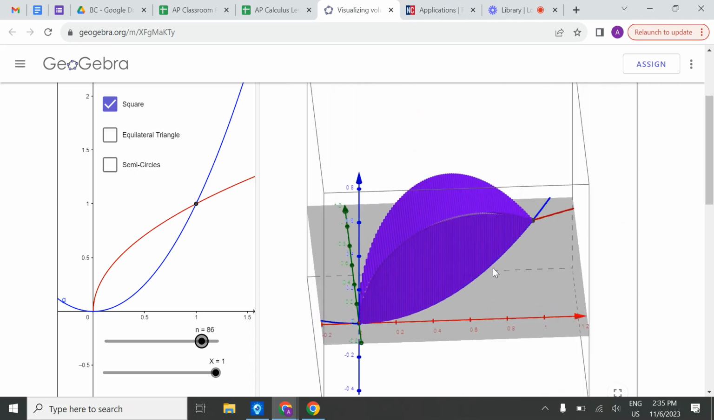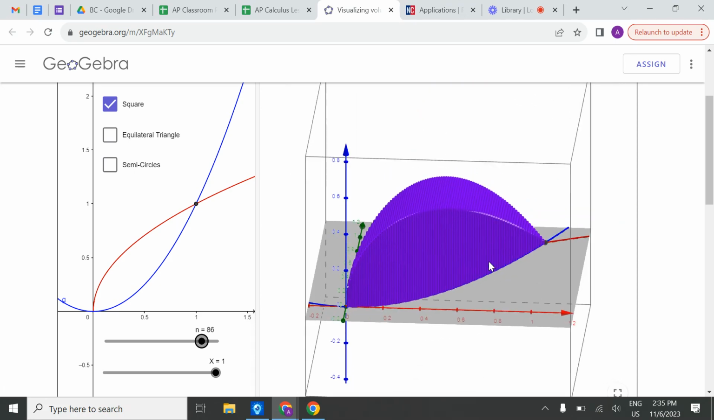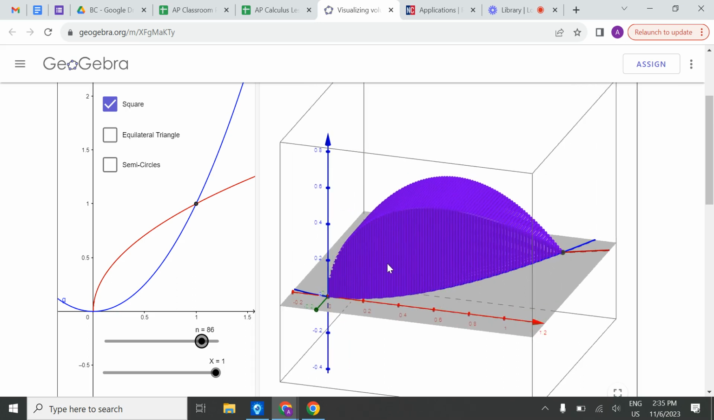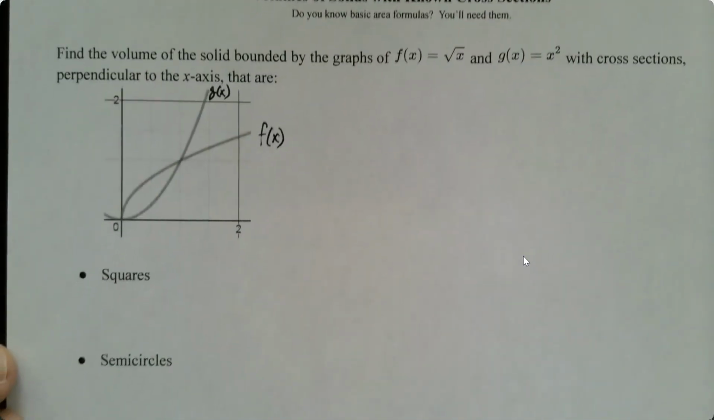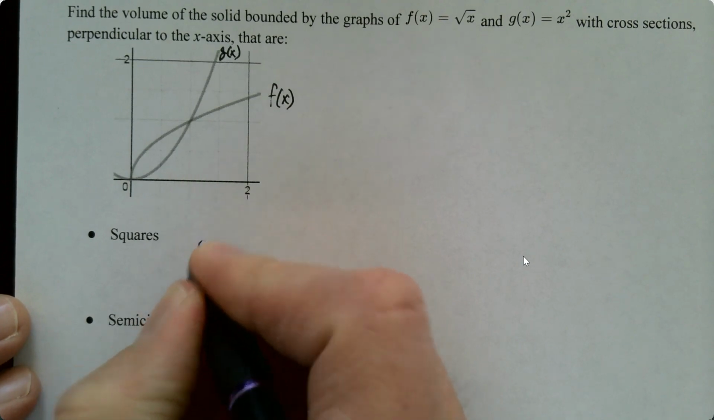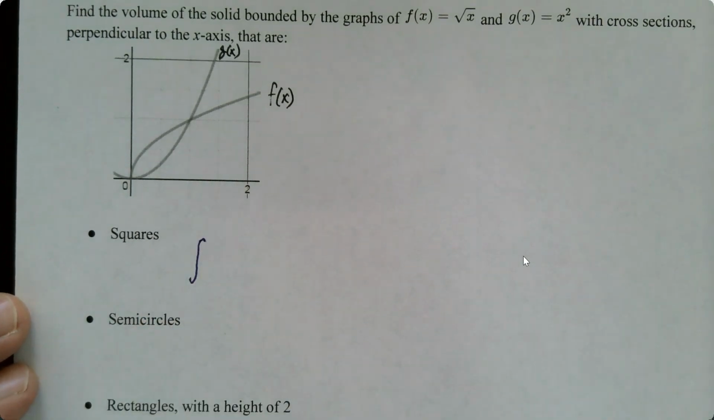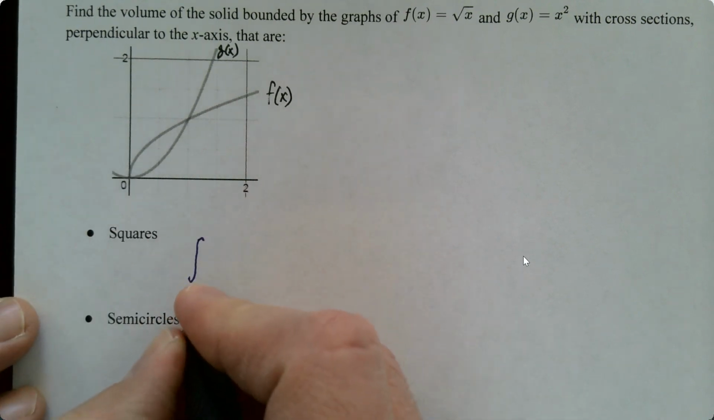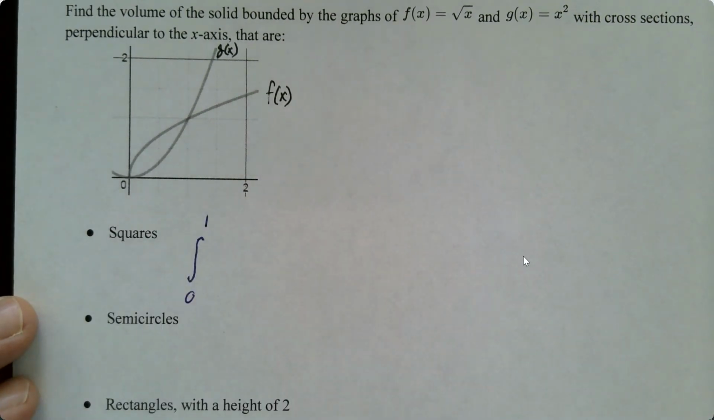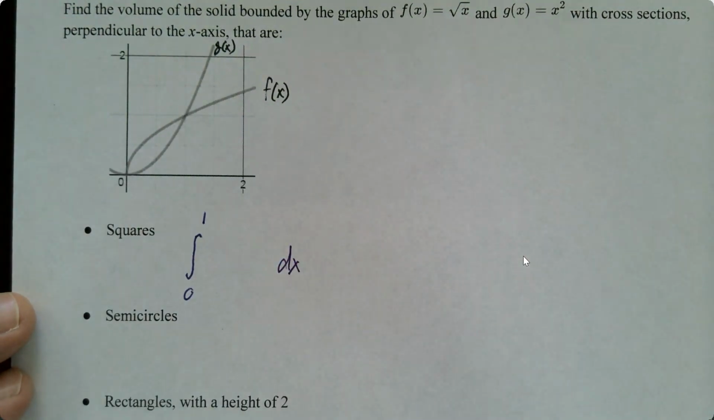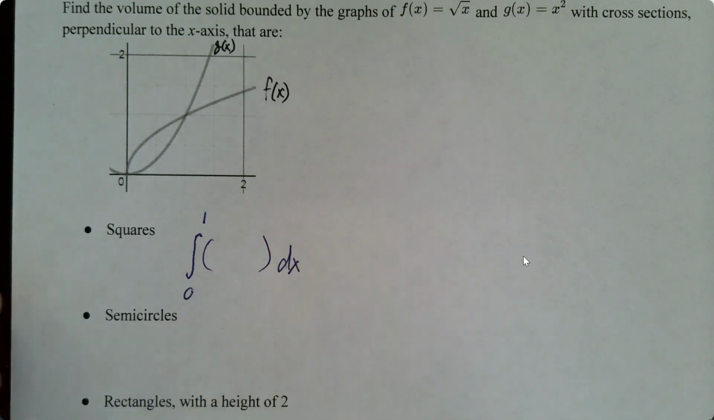Okay, so if I want to know the volume of this, what I'm really going to do is add together the area of an infinite number of squares. So let's just start this idea this way. I want to add together the area of an infinite number of squares, and these squares go from x values 0 to 1. Okay? Well, as we do this, we are moving along the x-axis, so we've established that, and then we're going to have some stuff in here, and we'll deal with that.